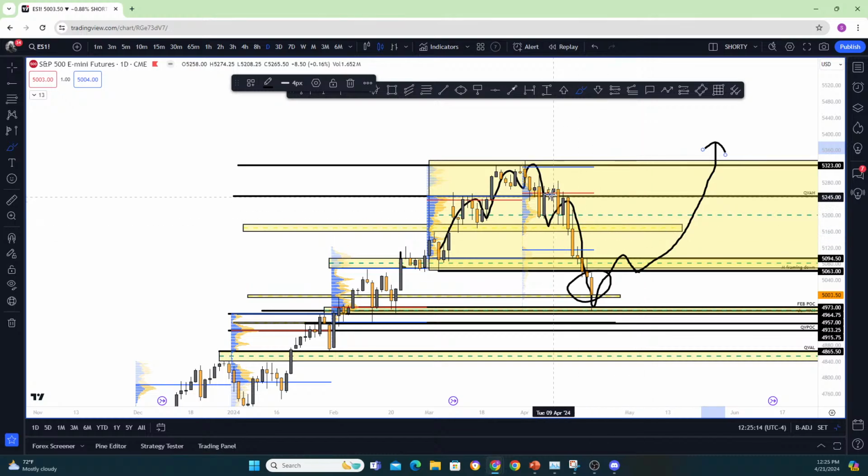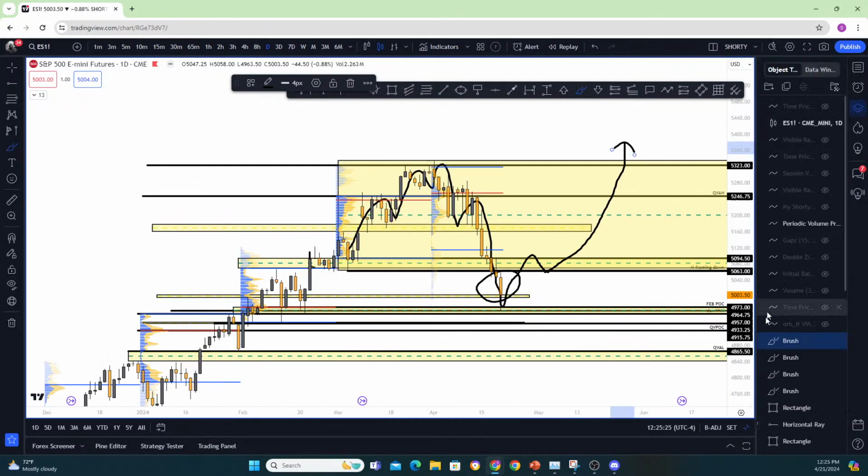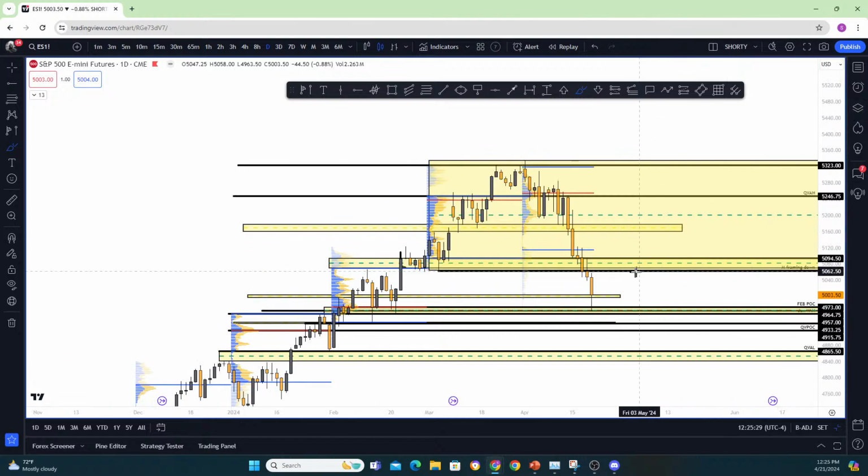Yep. And I think a lot of late bears might be stepping in here, and late bears usually get punished. Or late bulls. Either way, as long as you're late, you get punished.